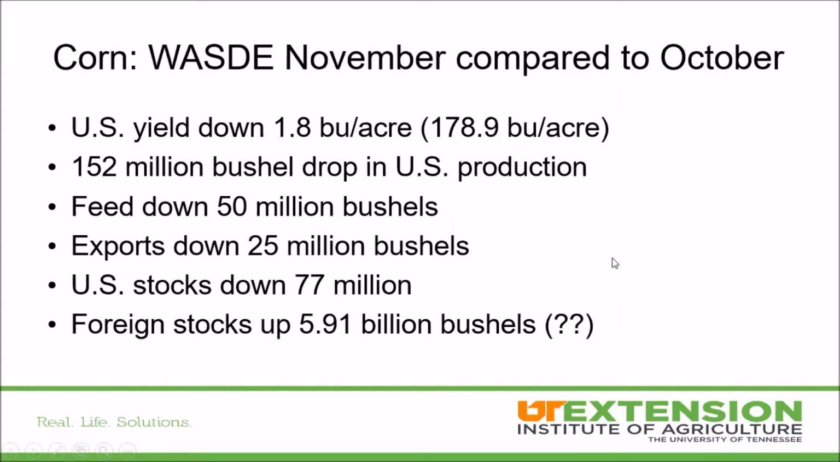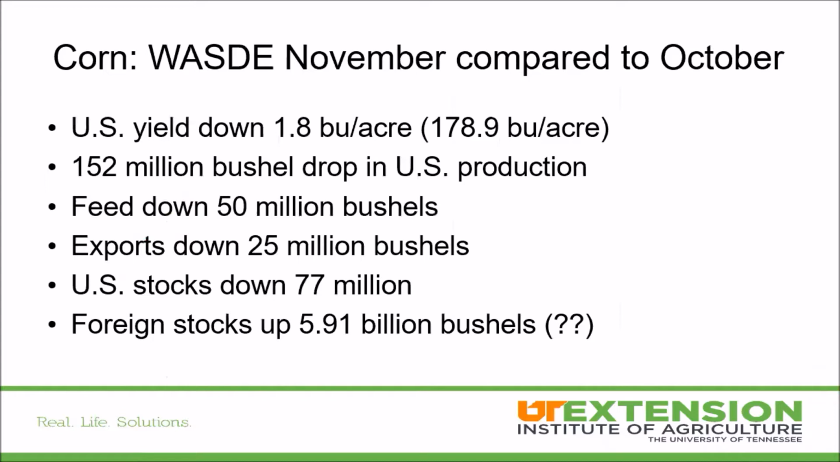So, a real quick summary of what was in there: we saw U.S. average yield come down 1.8 bushels. It's still estimated at an all-time record of 178.9 bushels per acre, so a substantial amount of corn is still out there. There was a 152 million bushel drop in U.S. production, feed down 50 million, exports down 25 million. A lot of that is just a straight response to the decreased production. U.S. stocks are still down 77 million.